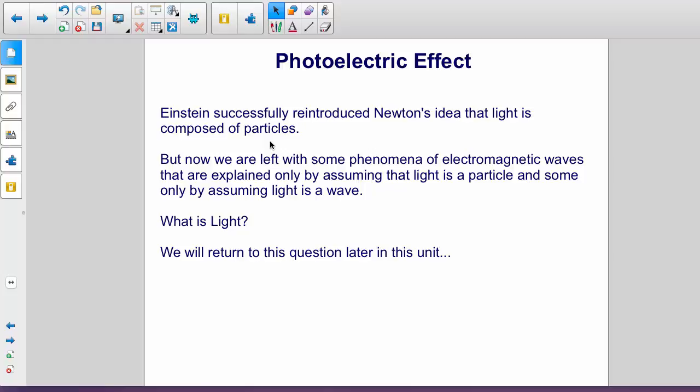But now we're left with some phenomena of electromagnetic radiation that are explained only by assuming that light is a particle, and some by assuming that light is a wave. So, what is it? We'll return to this question later in this unit. But for now, let's take a step back and look at another example of the particle nature of electromagnetic radiation.